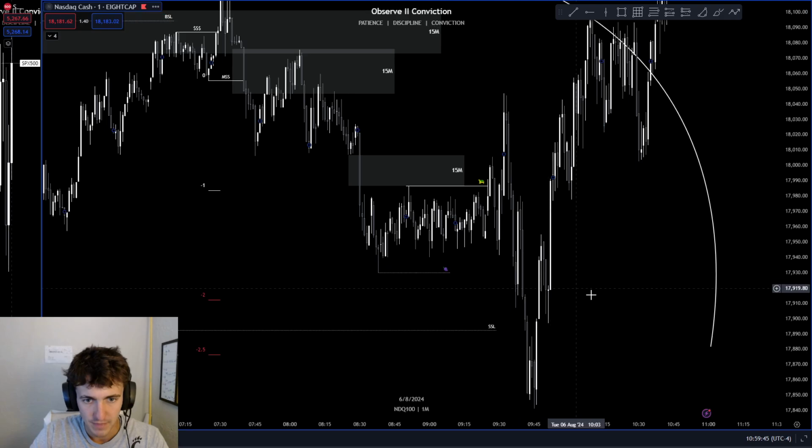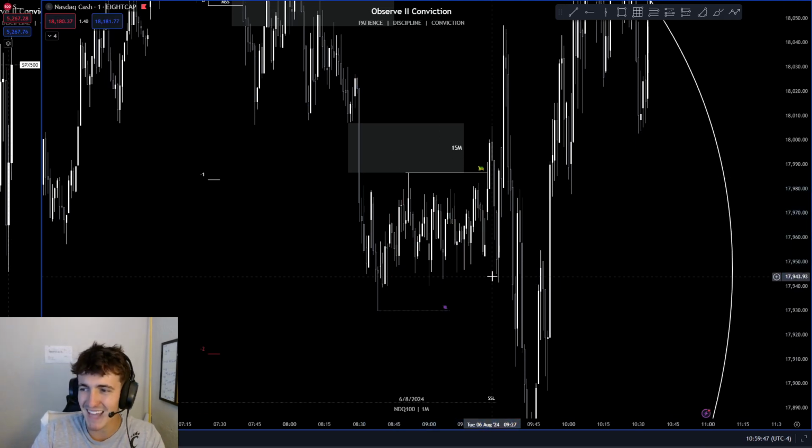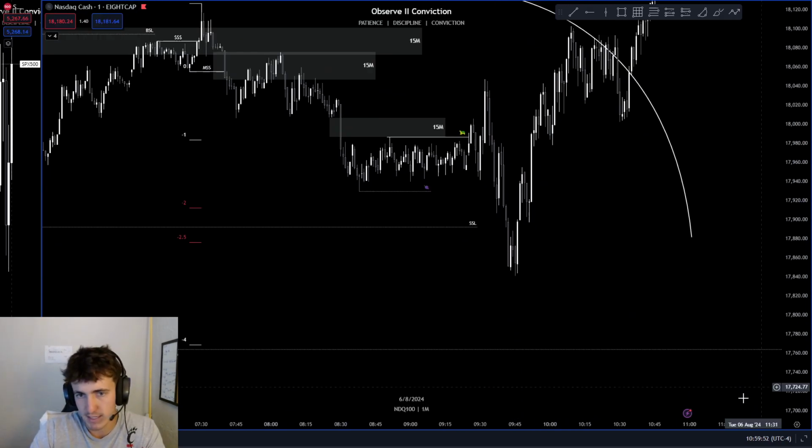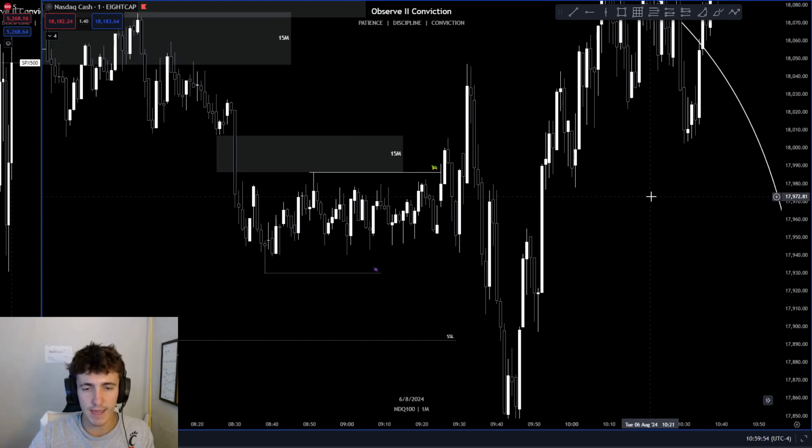So I zoom in. What is this right here? Can you tell me? It's AMD: accumulation, manipulation, distribution. It's clean AMD. The AMD aligns with our already existing bias of going lower.